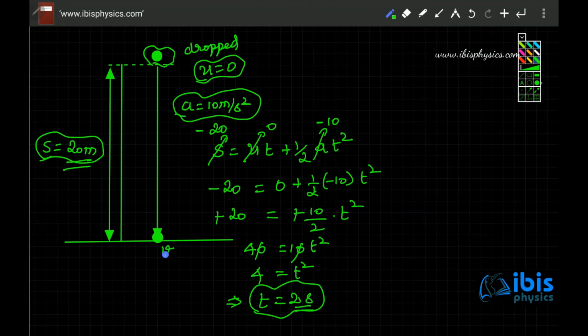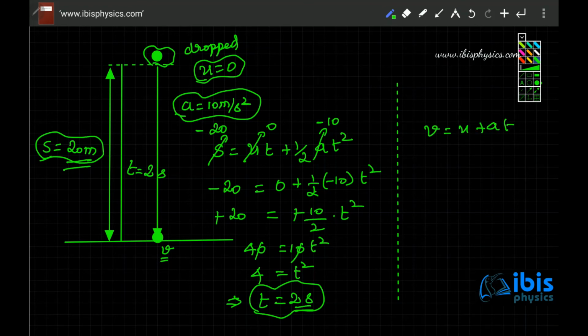Initial velocity is 0 and final velocity we don't know, but the acceleration with which it is falling down is 10 meter per second square and the displacement is known. Even the time to strike the ground is known; we have found that it is 2 seconds. So what is the velocity gained in 2 seconds? The other equation: v equal to u plus at.